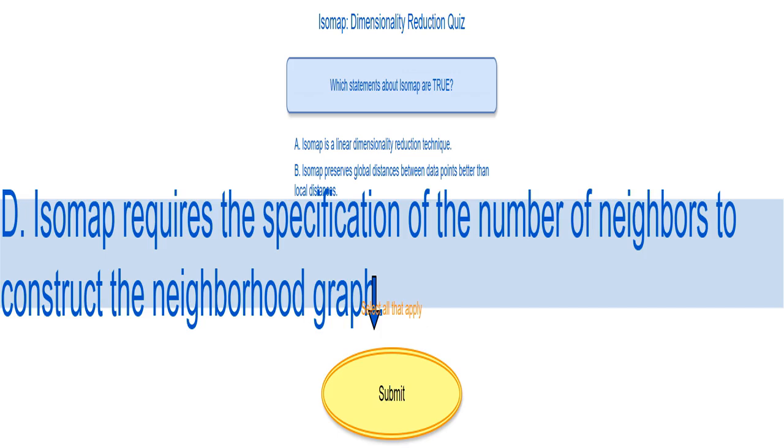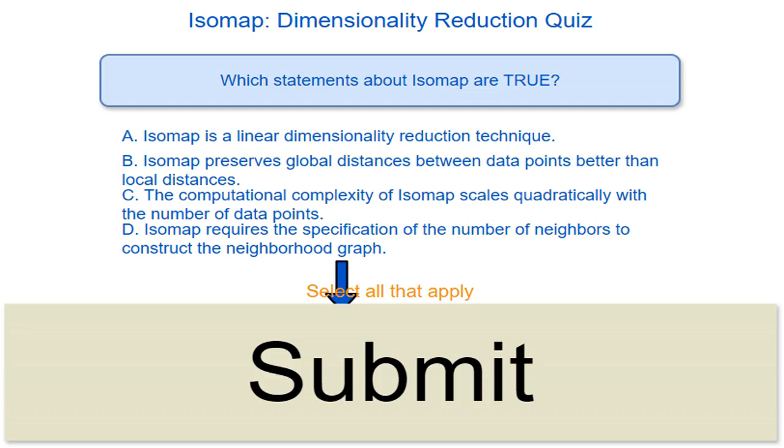Here, we're talking about a crucial parameter. To use Isomap, I need to define how neighbors are determined. This parameter, the number of neighbors or a radius, tells the algorithm which points are considered nearby, shaping its understanding of the data's structure. Okay, now you're ready to submit your answers. I'm confident you've mastered the key ideas of Isomap, so good luck.